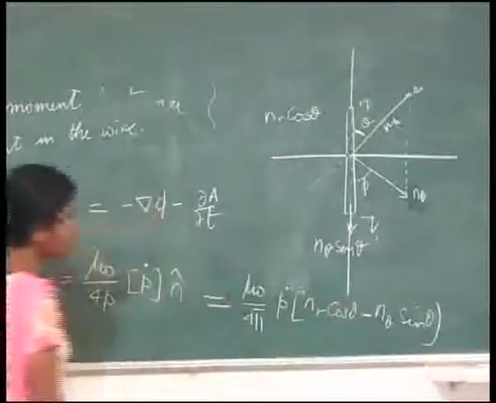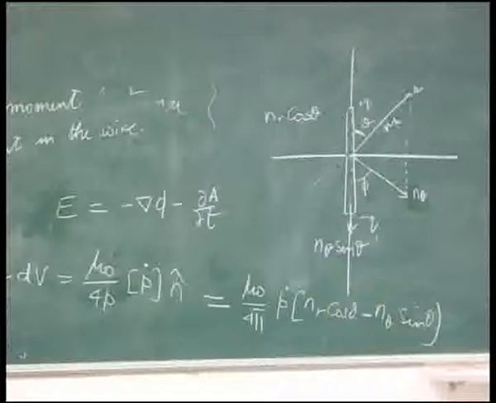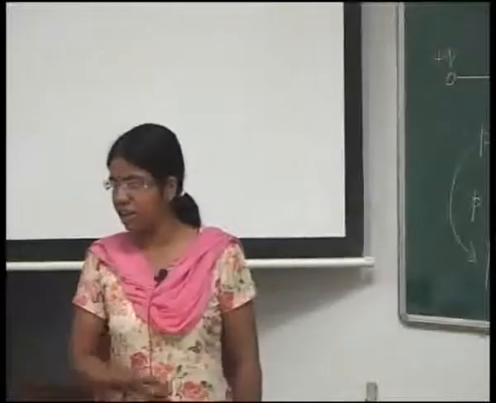So I can clearly see I am dealing with a problem in polar coordinate system. My coordinates are r, theta and phi.